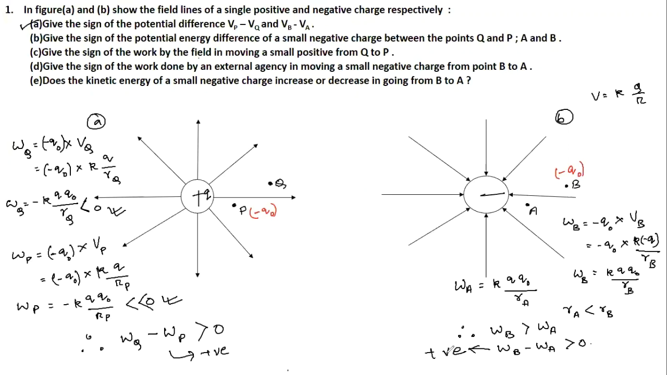Okay, so in this way we find out our potential energy difference for different points when you use a negative charge at different points. Okay, so this goes our second question.